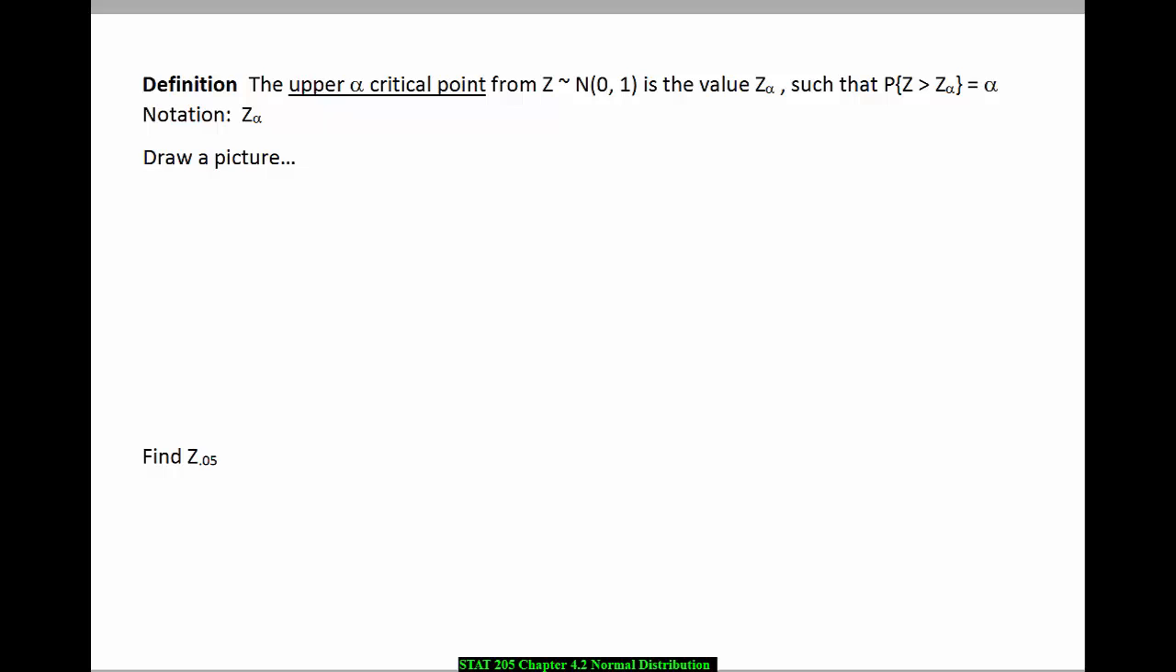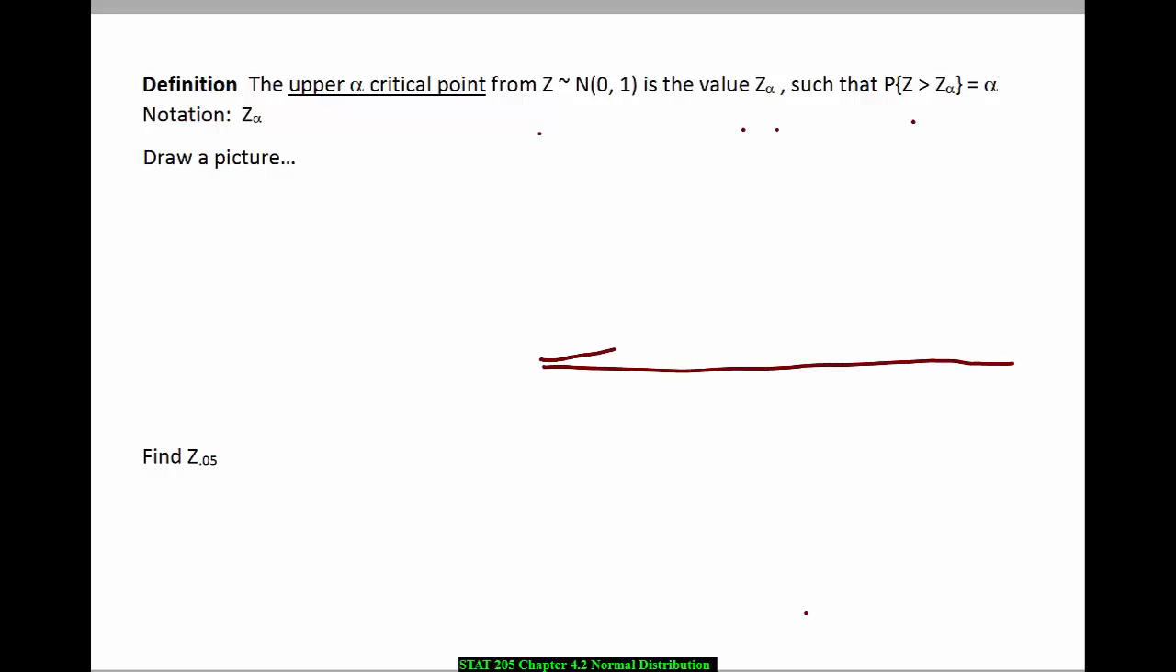Now a very important definition. The upper alpha critical point from the standard normal distribution, that is the normal distribution that's centered at 0, has a standard deviation of 1, is z sub alpha, this thing, such that the probability of being to the right of z sub alpha equals alpha. So what does that mean? We're going to draw a picture.